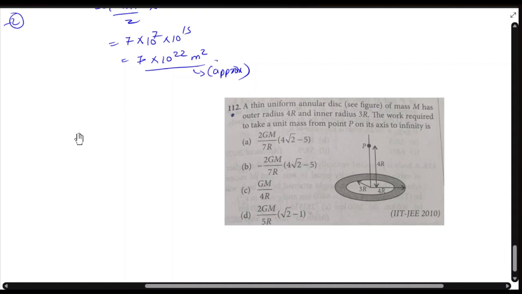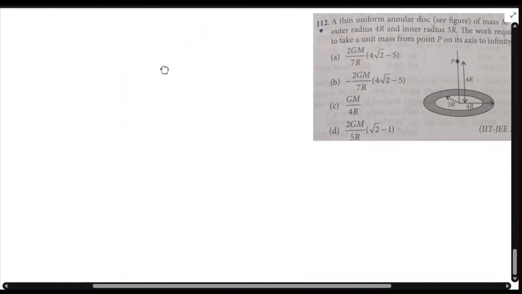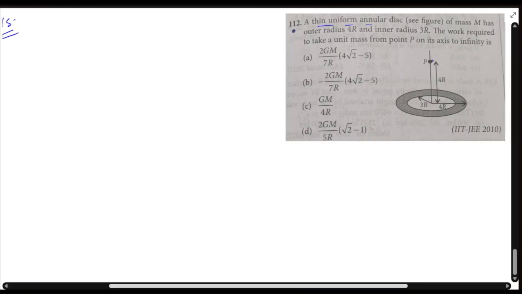So this is our 15th question, right? What we have here is a thin uniform annular disk of mass m, outer radius 4r and inner radius 3r. There is nothing, just a hole, and here is our material. The work required is to take a unit mass from point P to infinity.